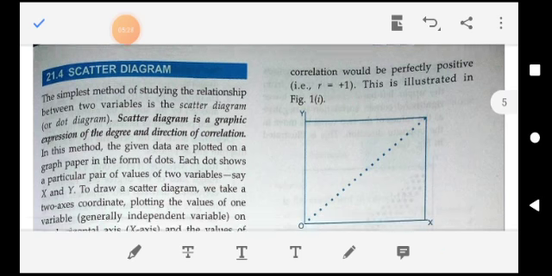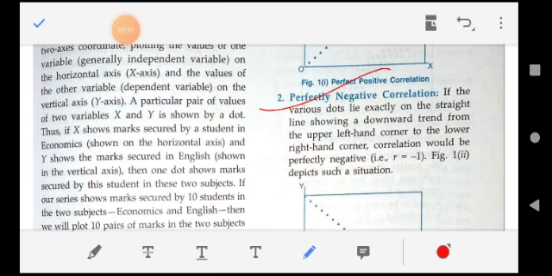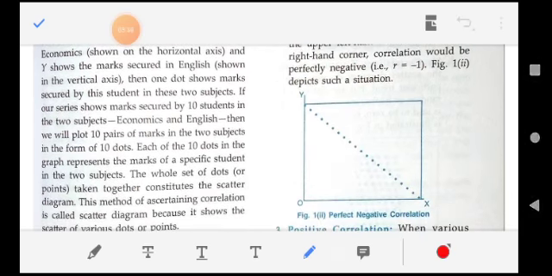Secondly, perfectly negative correlation. Now here it is downward, from left to right. It also makes a straight line. The dots are in a straight line, the points are on a straight line, but in a downward direction, left to right. It means one is increasing, and the other one is decreasing. So this is perfect negative correlation.